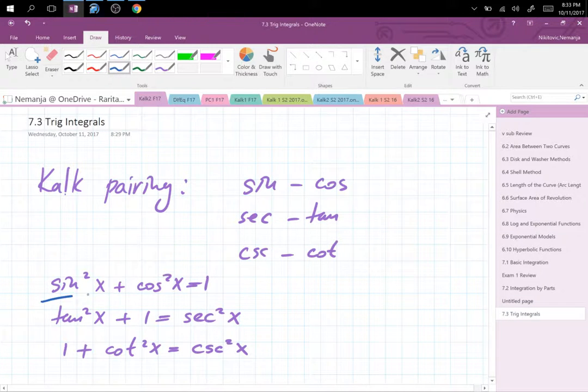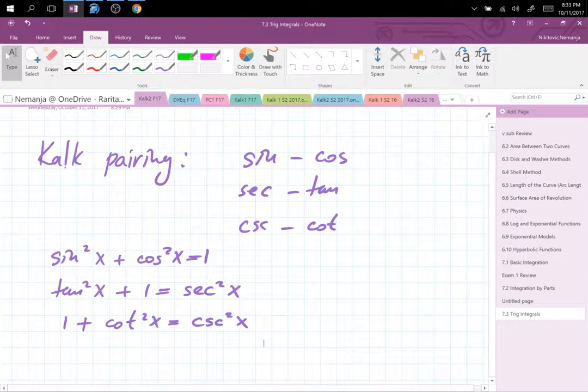You divide, that's how you prove it, right? You divide here by cosine and by cosine and by cosine, and you get this equation. Then you divide the first equation by sine squared, sine squared, sine squared, and you get the second equation. That's for those of you who would like to remember how to get them rather than remembering formulas.